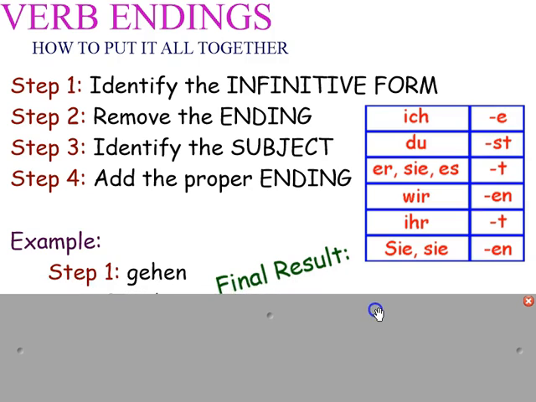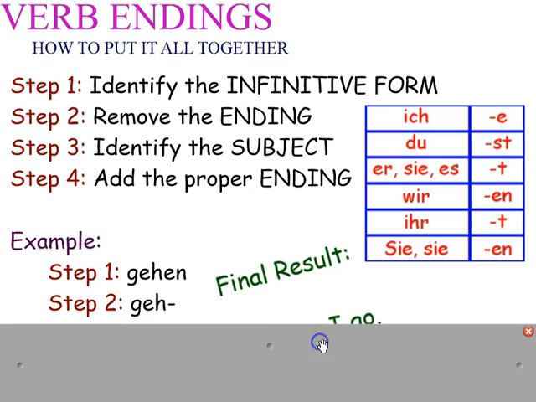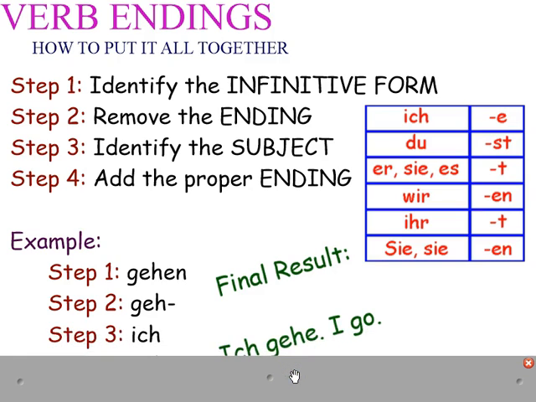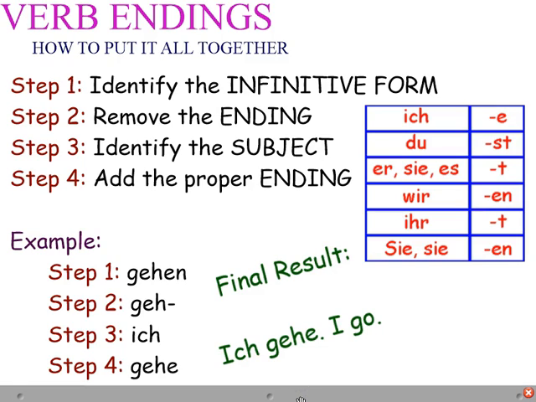For example, I have the verb gehen. I remove the ending which leaves me with the stem of the verb, geh, G-E-H. If I were using the subject ich, I would add the ending e, and have ich gehe, I go. This could also be du, so du gehst, er geht, sie geht, es geht, wir gehen, ihr geht, sie gehen, and sie gehen.